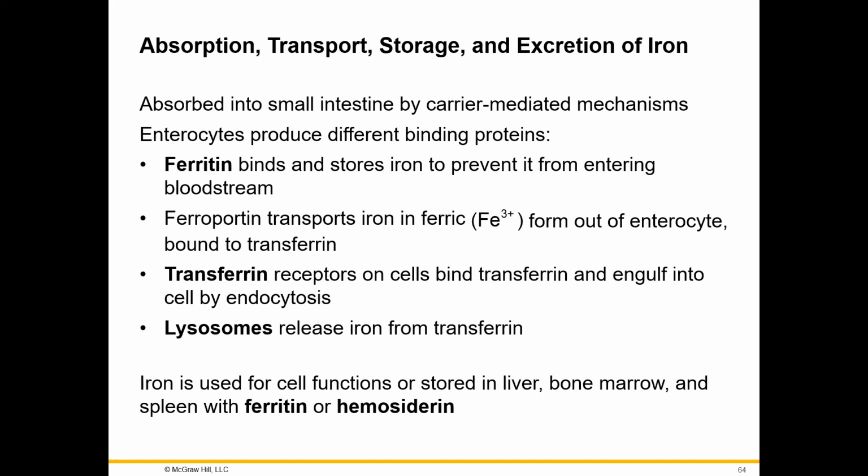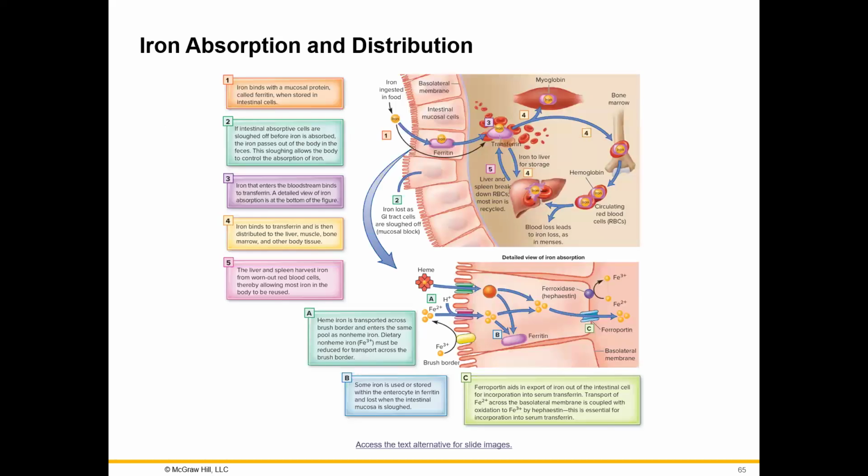Where do you store iron? You can see here in this image, ferritin and hemosiderin will take up excess iron that's not immediately needed, and it's stored in the liver, bone marrow, and spleen within the proteins ferritin and hemosiderin. Those storage forms of iron can be mobilized when the body needs it, such as for new red blood cell production.